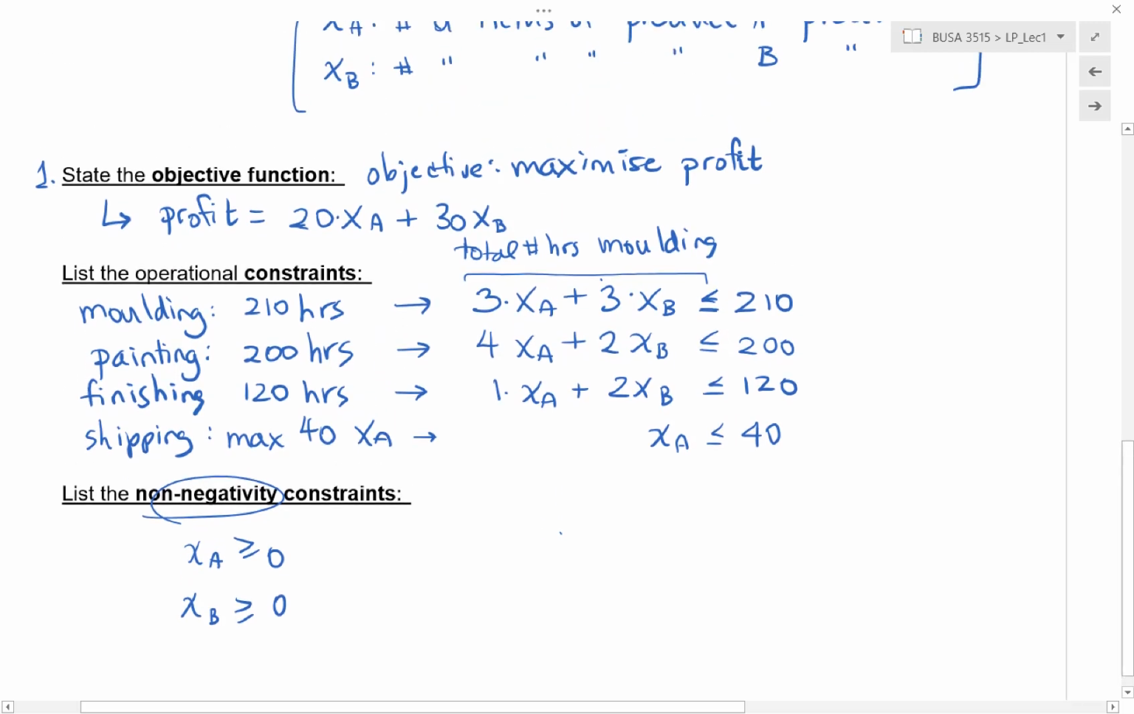Okay, and so here we are. We've set up our linear programming problem. In the next video, I'm going to show you how to solve it graphically. In the video after that, I'm going to show you how to set it up in Excel and use Solver to solve for the optimal solution.